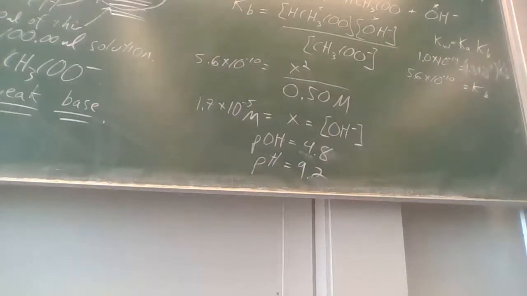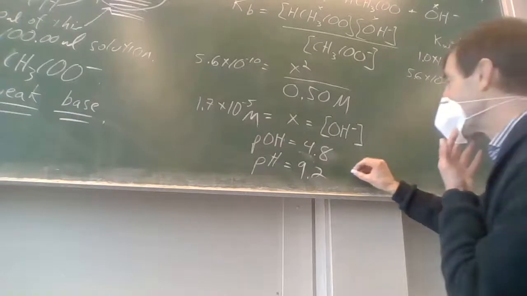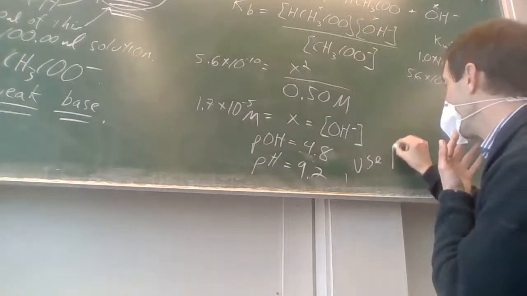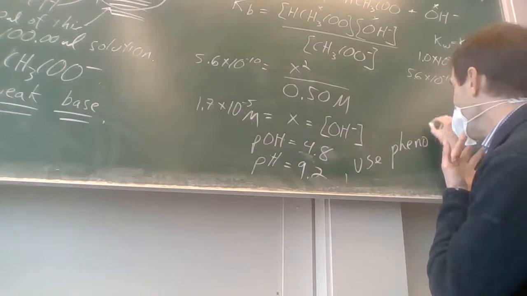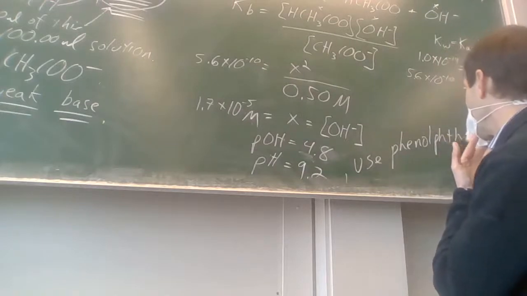So what indicator would you choose? When you go back to yesterday, we had a list of 3 indicators. We made a little table of 3 indicators. Which one changes if it's more basic? Penelope? Phenolphthalein, you got it. So use phenolphthalein.